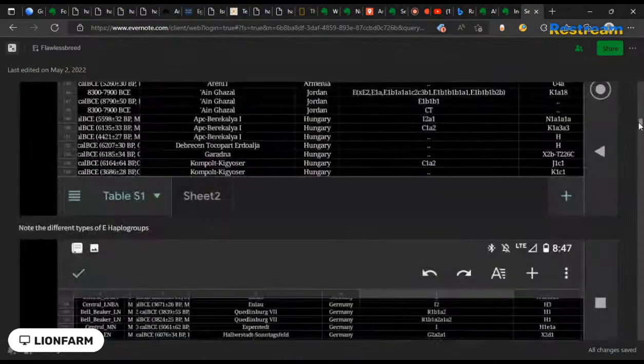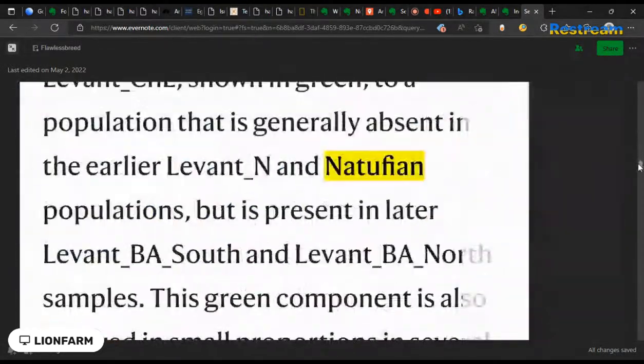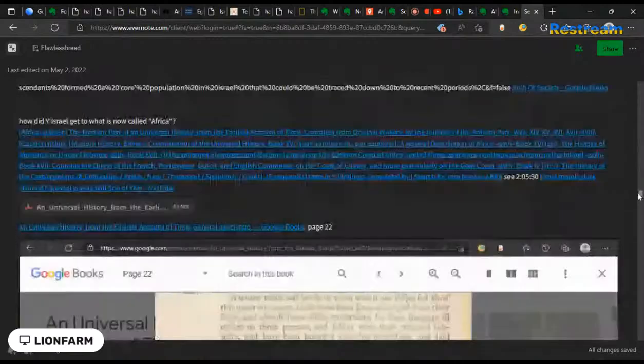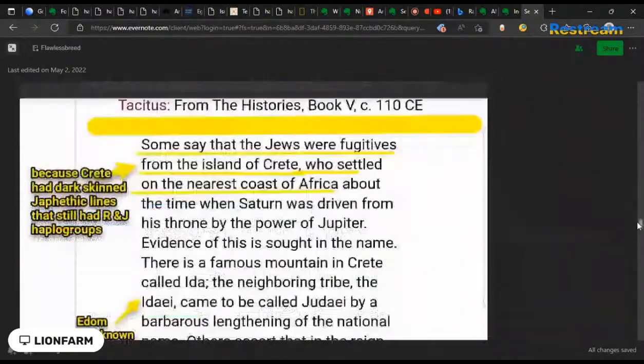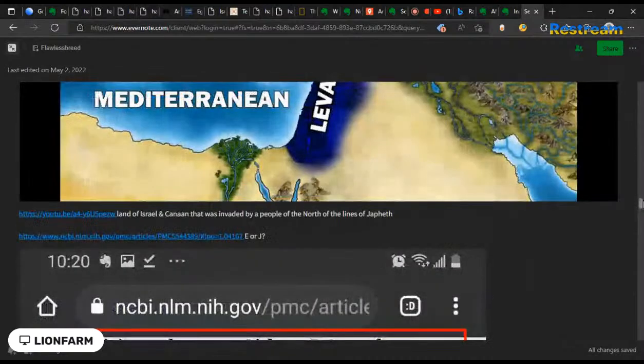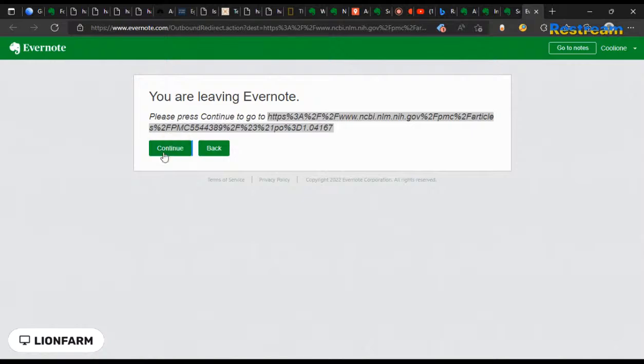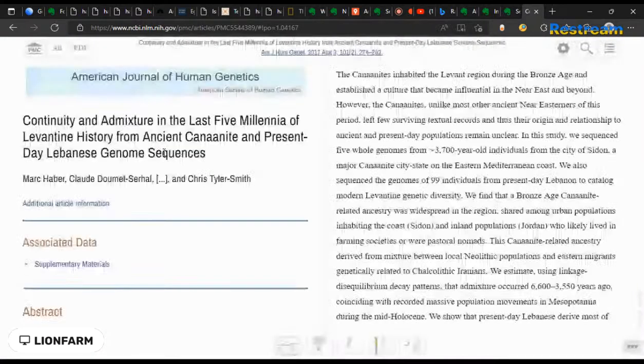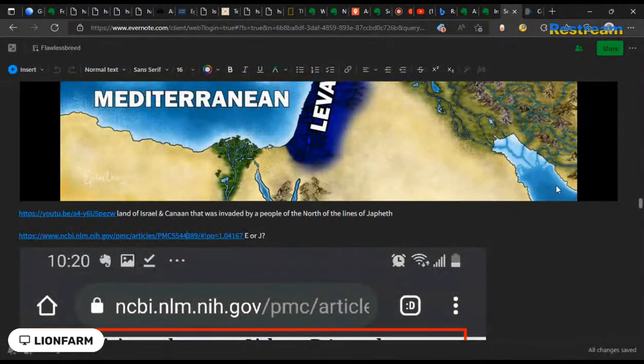And you can see even a paper that just says it directly, right? We can see right here. Here's a paper that basically talks about that situation. It talks about continuity and admixture in the last 5 millennia of Levant history from ancient Canaanite and present-day Lebanese genome samples. And you can see right here what we found.